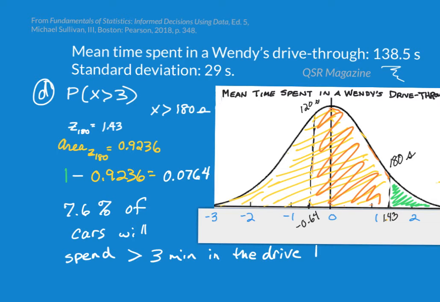Is that unusual? We consider something unusual if it has less than a 5% probability of happening. This is slightly above 5%, so no, it would not be unusual to spend more than 3 minutes at a Wendy's drive-thru. I suggest you spend some time calculating whether or not it would be unusual for someone to spend more than 10 minutes in the Wendy's drive-thru.